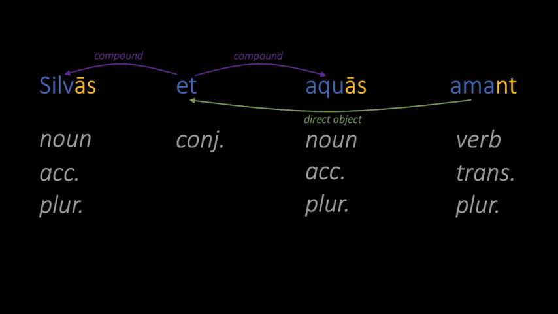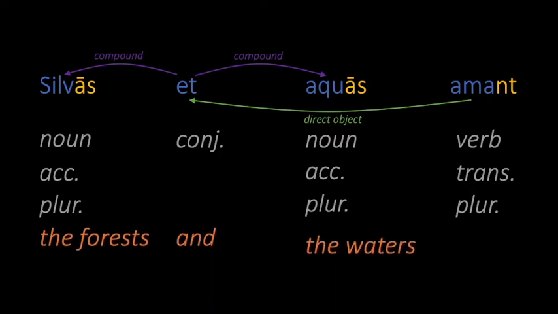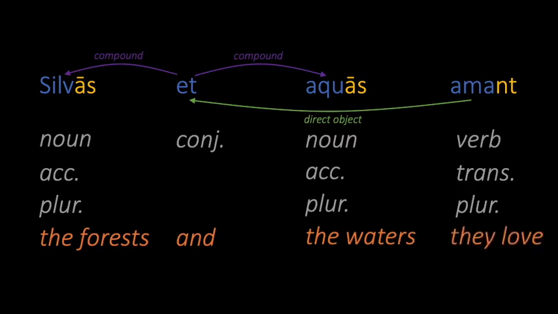That accounts for all the words, and we have not yet identified a subject. This means the subject is implied by the form of the verb. The form of the verb is third person plural, so the pronoun implied is the third person plural pronoun, which is they. Now we can fill in the meanings. Silvas is the forests. Et is and. Aquas is the waters. And amant is they love, with they implied by the form. Rearranging this into English word order, we have they love the forests and the waters.